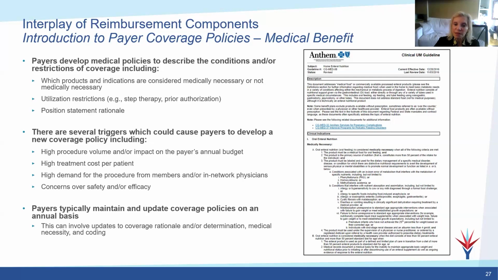And even though these coverage decisions are supposed to be updated annually, they aren't always. What would trigger an update to coverage policy is if it's a high procedure volume, if it's a high treatment cost per patient, if there's high demand, anything that's going to increase the costs of the plan, basically. And then maybe it shouldn't be last, but concerns over safety and or efficacy. So what I found is that the evidence that they were using was not the most up-to-date. They weren't using the most up-to-date treatment guidelines. I did a literature search, just a PubMed lit search, and found that there were articles that were very credible that demonstrated that a lot of the lab values that my nephew had would be amenable to this technology. And ultimately, we were able to get him covered.